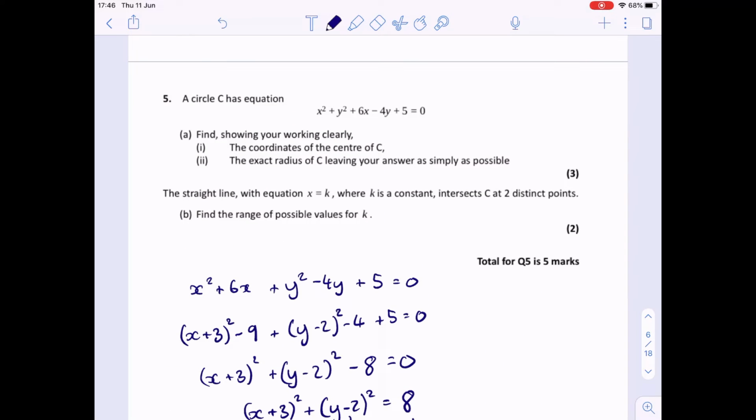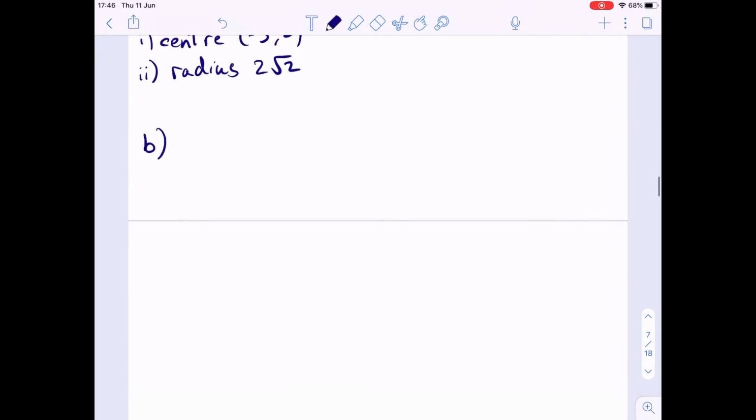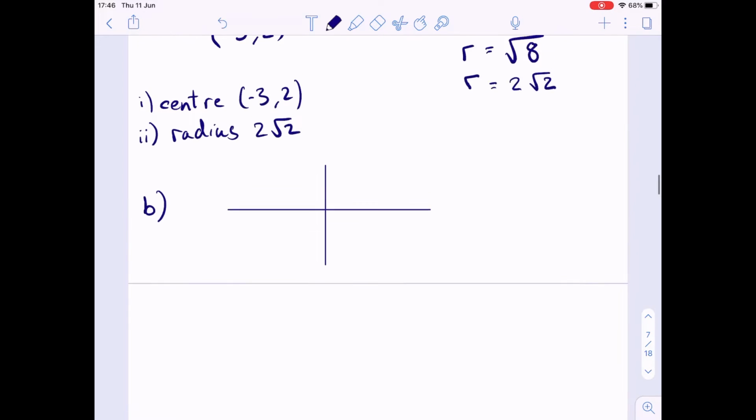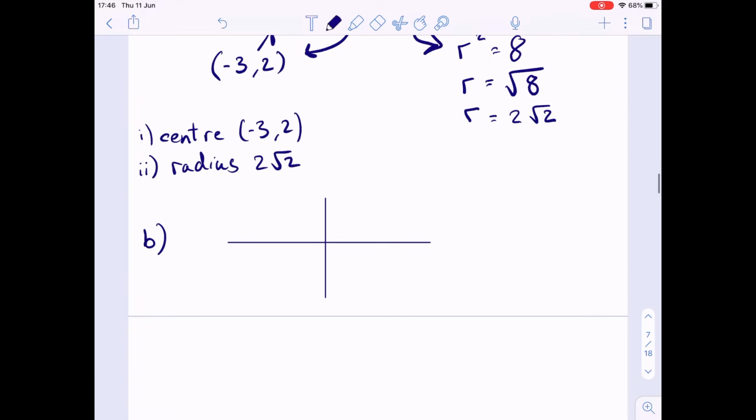The straight line with equation x equals k, where k is constant, intersects C at 2 distinct points. Find the range of possible values for k. So if I think about this graphically, okay, so our centre is -3, 2, that's around about here, and my circle is just going to go around that point, something like that. Okay, so the line of x equals k is going to be along the x-axis, and it's going to be a vertical line up.